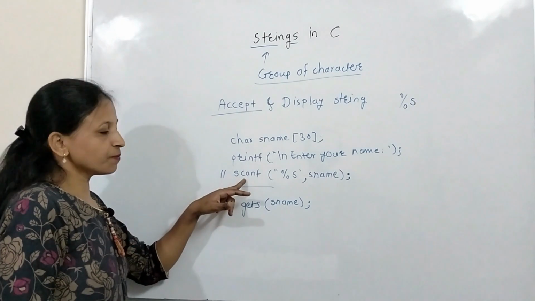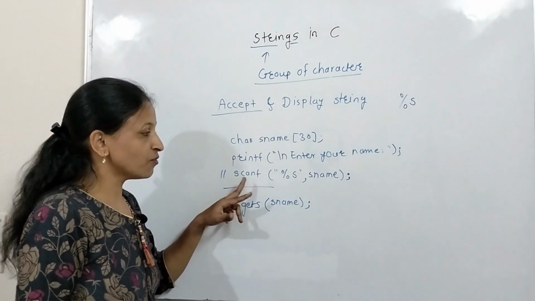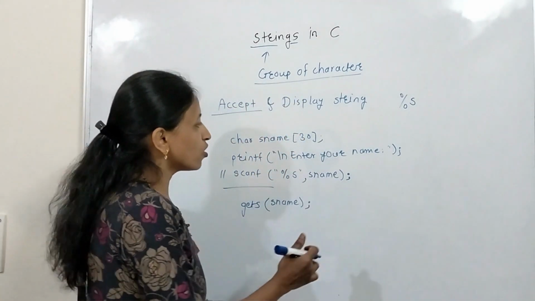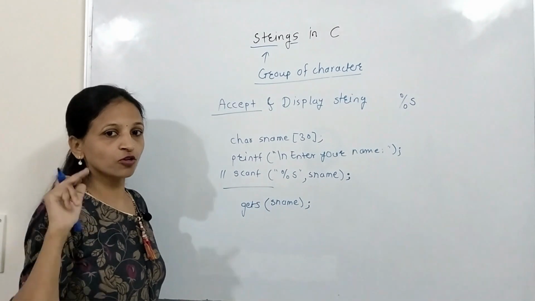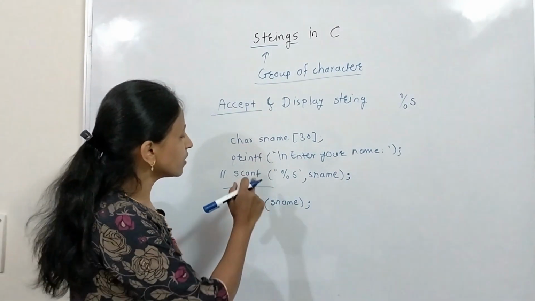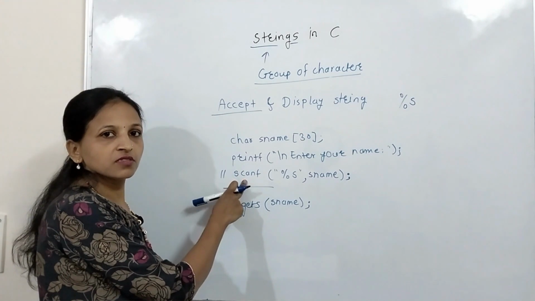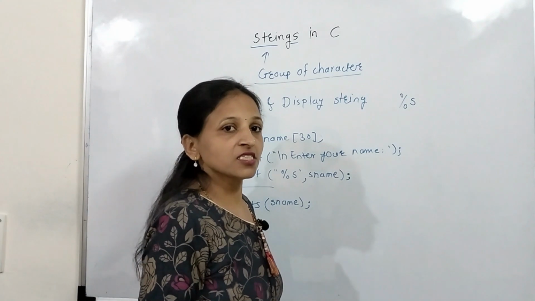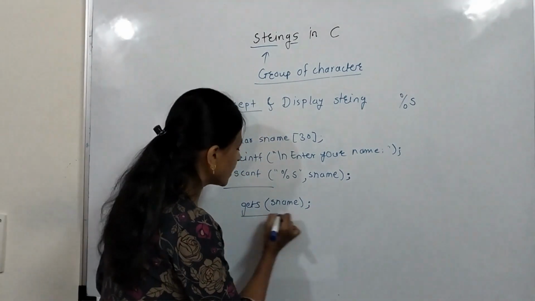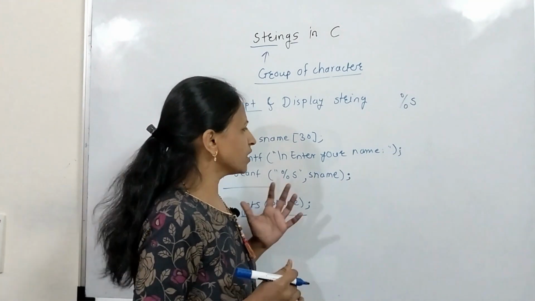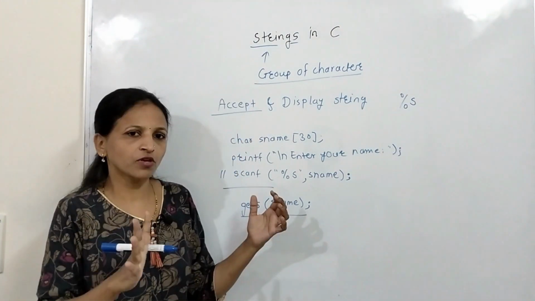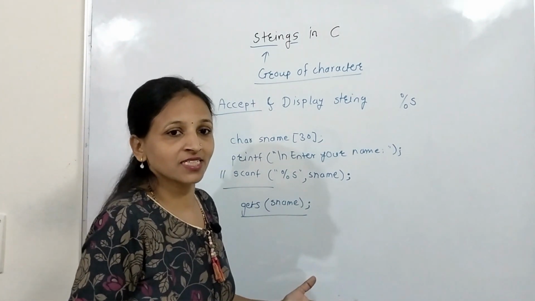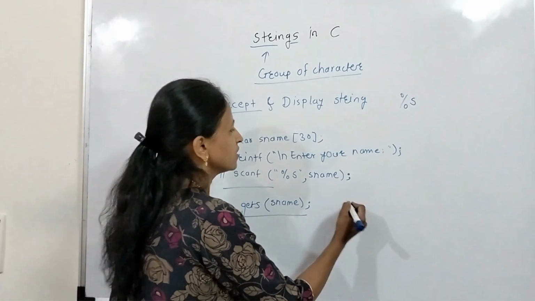Now what is the difference in between these two? See, if we are accepting any string with the help of scanf, then we cannot enter string having spaces. Means if you want to enter full name, if you want to accept full name of a student, then you cannot use this scanf. Keep in mind. Okay, for accepting string having white spaces, compulsory use this gets function.